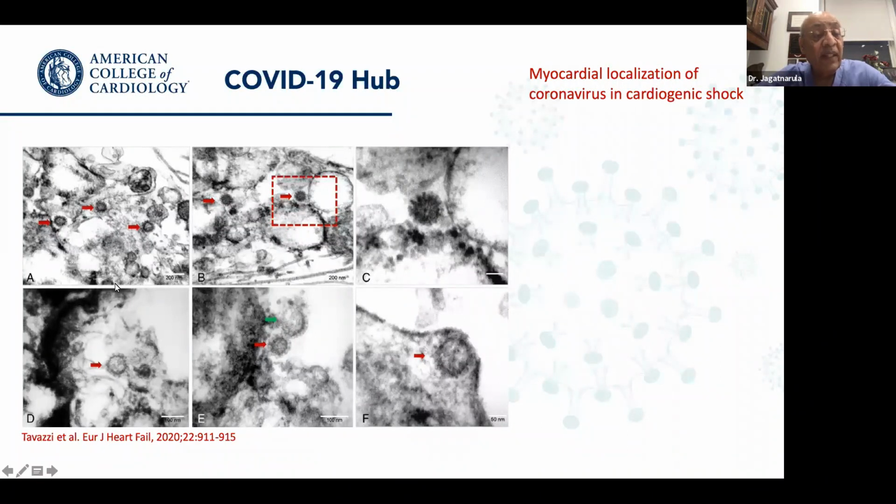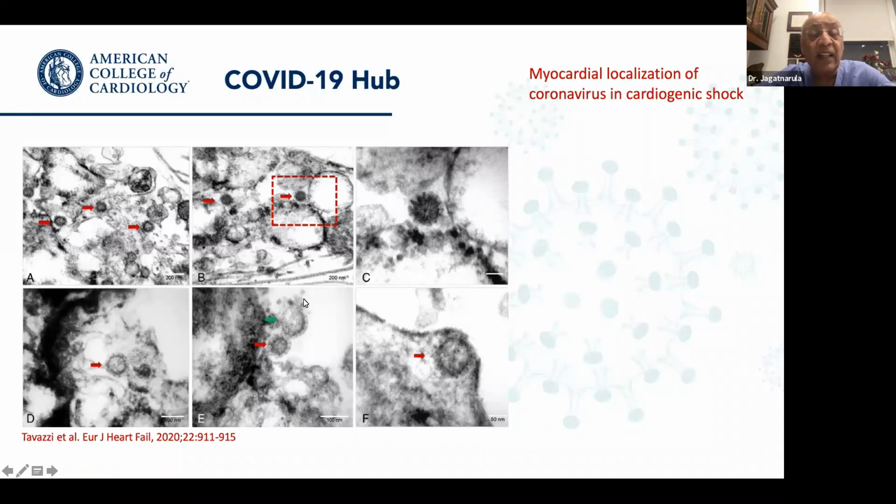Now, here you can see a very elegant report which comes from Dr. Tavazzi's group, with a very elegant study by the pathologist Dr. Luisa Arbustini. And here you would see that in the myocardium, there is a presence of coronaviruses. However, these coronavirus particles are not seen in the myocytes. They are found in the macrophages here. These are the plump macrophages which you can see, with the coronaviruses present in them.